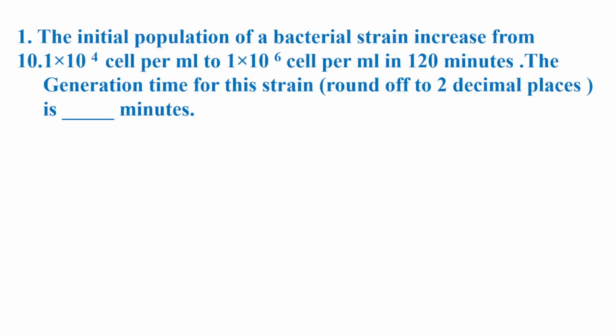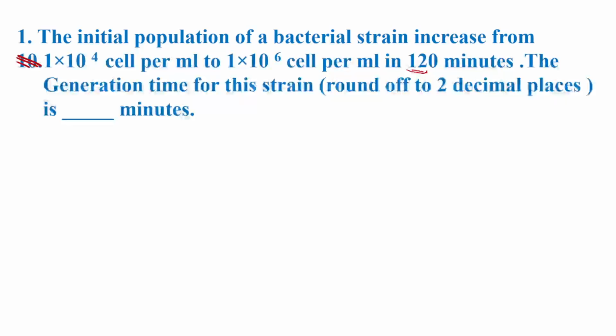A strain increases from 1 into 10 to the power 4 cells per ml to 1 into 10 to the power 6 cells per ml in 120 minutes. The generation time for this strain is how much we have to calculate.